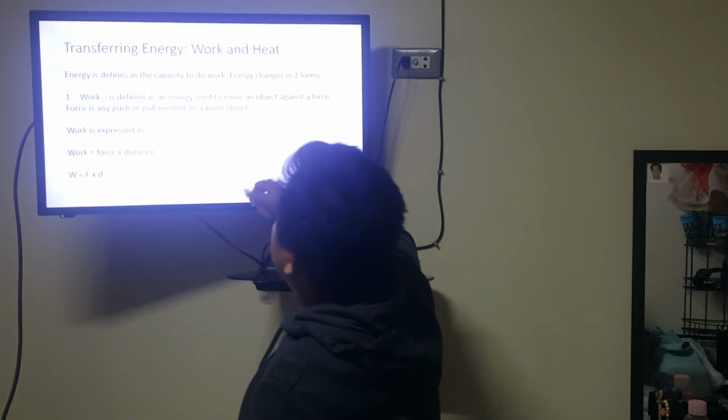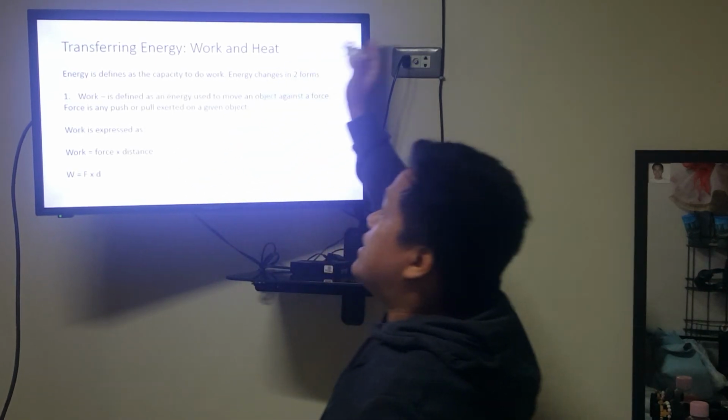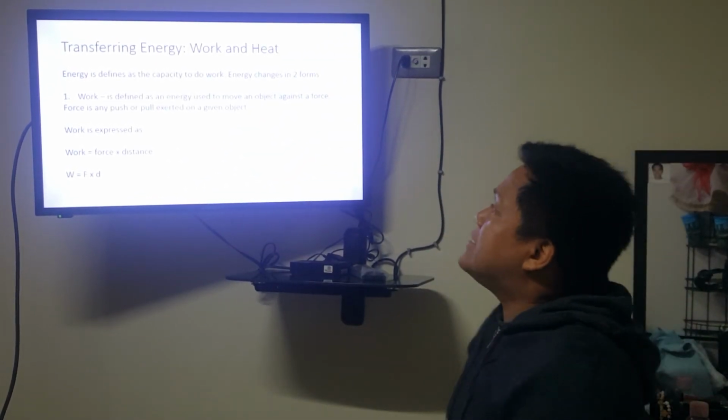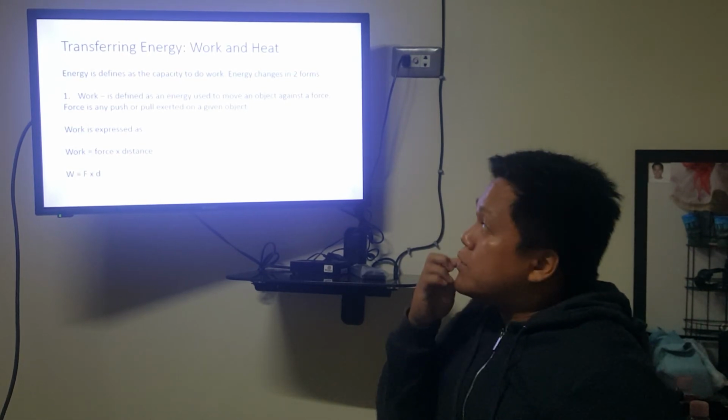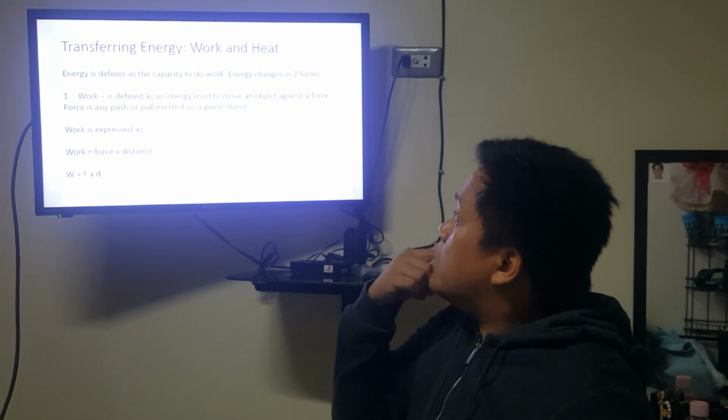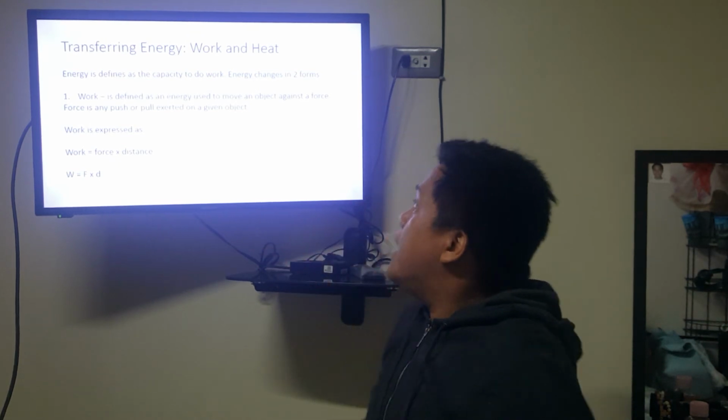Transferring energy by work and heat. Energy is defined as the capacity to do work. Energy changes in two forms, and as I said, it will be work and heat.